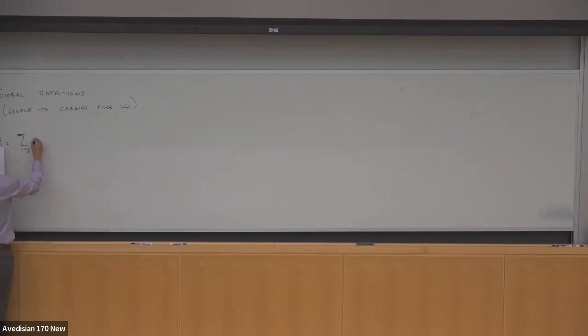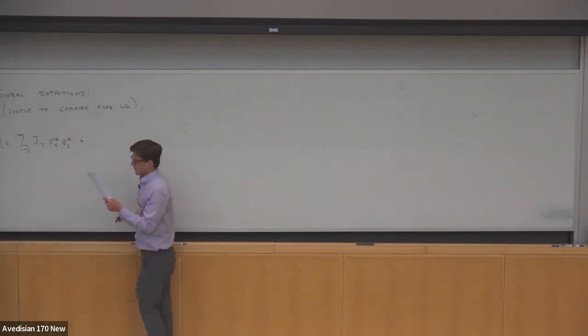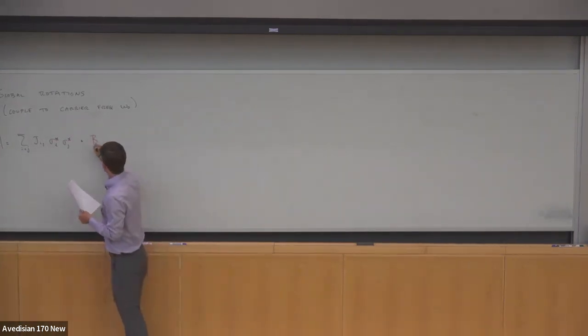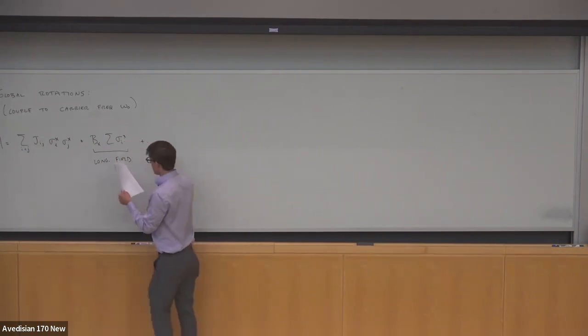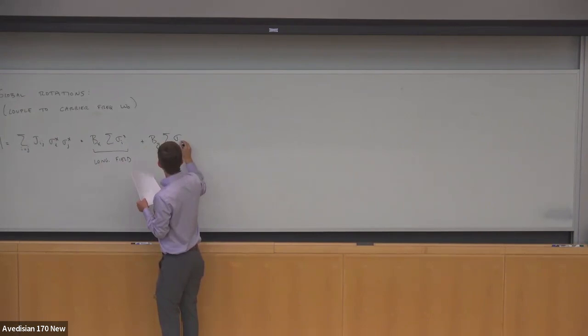So we've already had the sum on Jij, sigma ix, sigma jx. So we already had that. But once we start coupling to the carrier, we can now add a term bx, sum on sigma ix. This is a longitudinal field, plus a term by, sum sigma iy. And this is a transverse field.